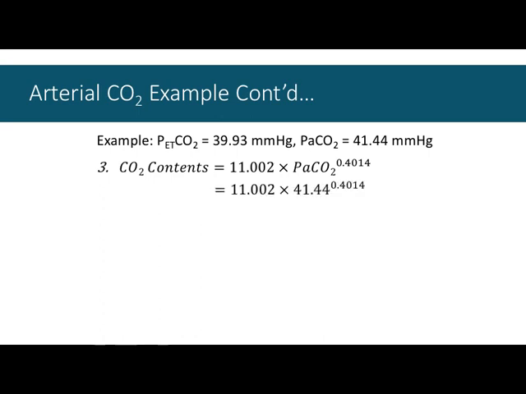The newly found partial pressure of CO2 in the arterial blood, in the alveoli, what we just corrected for, I put in the place of PaCO2 here. And then it's just resolving the equation using your fancy calculator. 41.44 to the power of that decimal point is 4.46 times 11.002 gives us 49-ish mils of CO2 per 100 mils of blood.